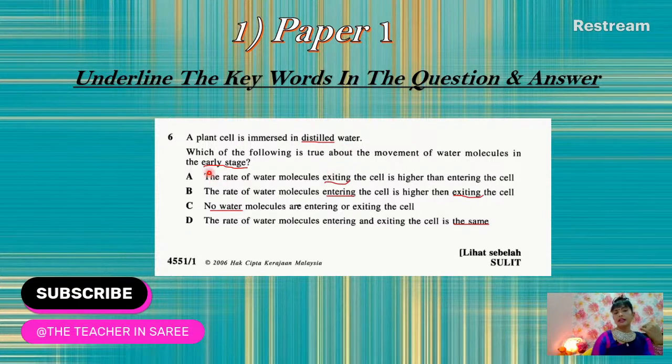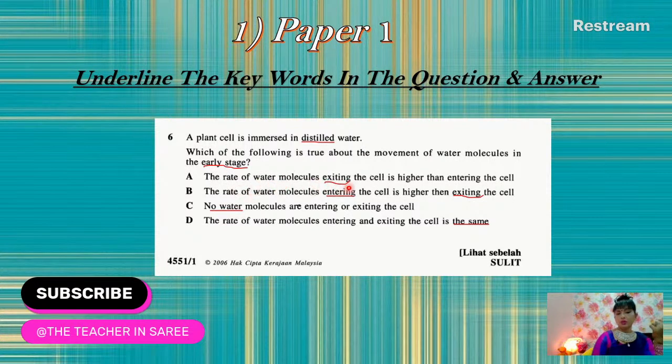Now look at the next part. They ask, which of the following is true about the movement of water molecules in the early stage? Movement of water is definitely osmosis. And they say early stage. When they say early stage, that means it's before equilibrium. Because once they reach equilibrium, the movement of water in and out will be equal, isn't it? Based on that, you start reading the answers one by one.